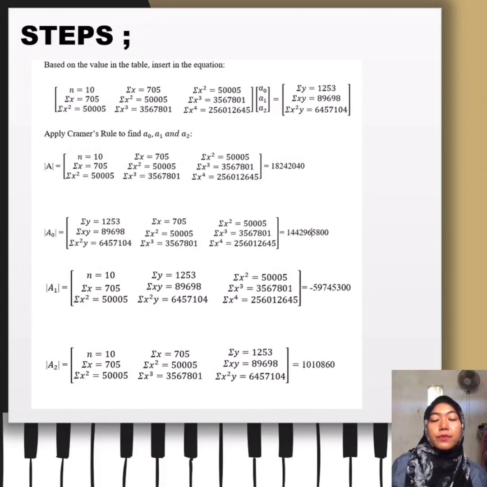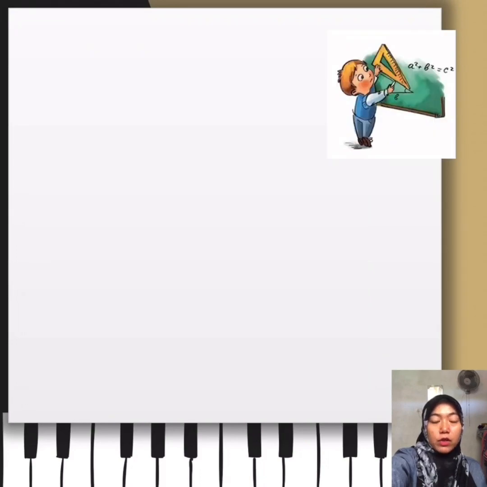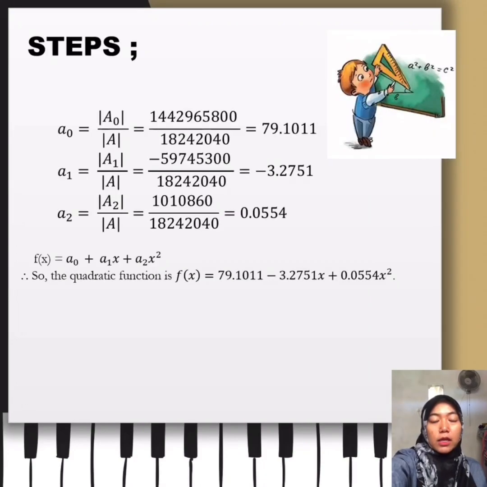The results are determinant A is equal to 18242040, determinant A0 is 144296580, determinant A1 is negative 5974530, and determinant A2 is 1010860. Next, we need to find the values of a0, a1, and a2.